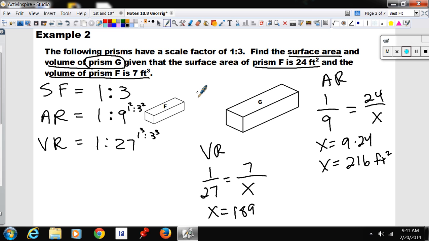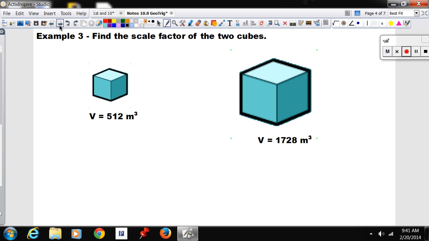Okay, moving on to the next one. Okay, find the scale factor of the two cubes. Scale factor. Okay, so let's see if these are all x's. How could I solve for x here? If I know that x times x times x, these three x's together multiplied to give me 512. That means 512 is going to equal x cubed. How do I get x? Cube root it. So the third root.